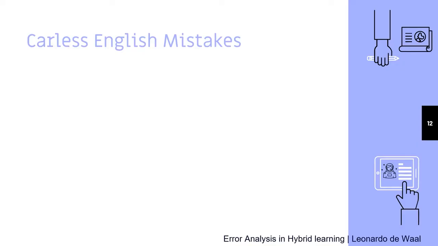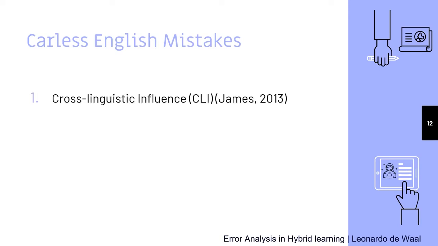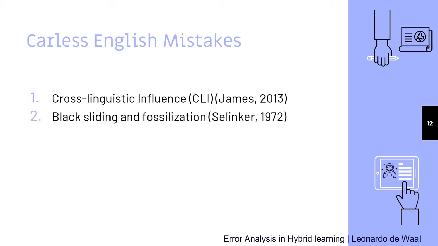So, as a part of the process to improve writing accuracy, I have focused on a specific type of mistake that appears to have become fossilized. I call these mistakes careless English mistakes. And these mistakes, not errors, bear the following characteristics. 1. These mistakes are made due to cross-linguistic influence. 2. These errors tend to backslide, and they're caused because of transfer between the first language and the target language.